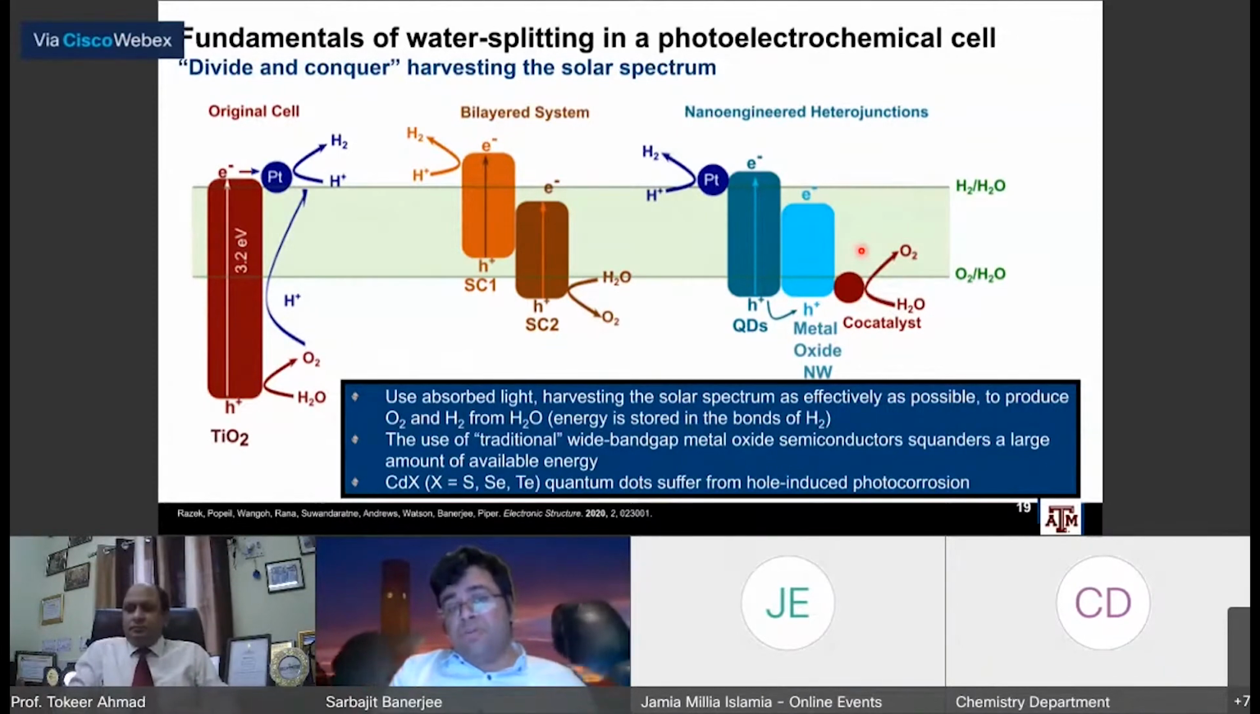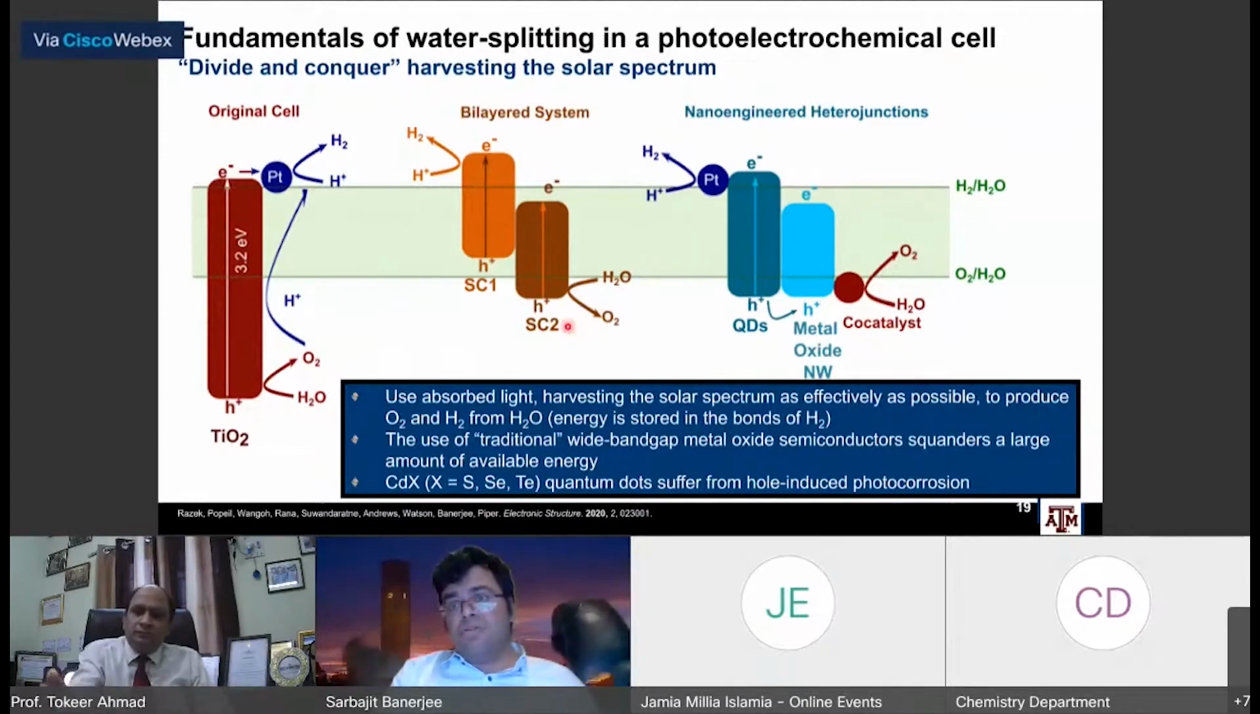And again, what we're trying to do is mimic a leaf where you have a division of labor, right? You don't have one material in a leaf that does everything. You have this divide and conquer method of harvesting the solar spectrum. So on the one hand, we've got to absorb the light, we've got to harvest the solar spectrum as effectively as possible to generate electrons and holes. Using a traditional wide bandgap metal oxide semiconductor like TiO2 squanders a lot of available energy, and TiO2 does not have very good overlap with the solar spectrum, mostly just harvesting UV light.